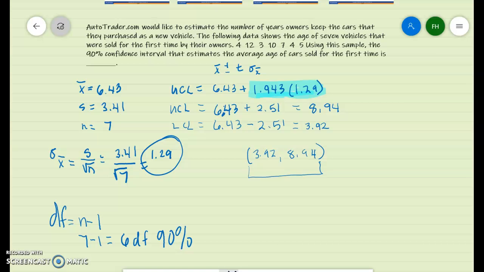So we're 90% sure that the population mean, or the population average of the age of the cars of owners, is between 3.92 and 8.94. And I can say that the age of my car is probably somewhere in between there. And that is how you calculate the confidence interval for a t-distribution. Let me know if you have any questions.